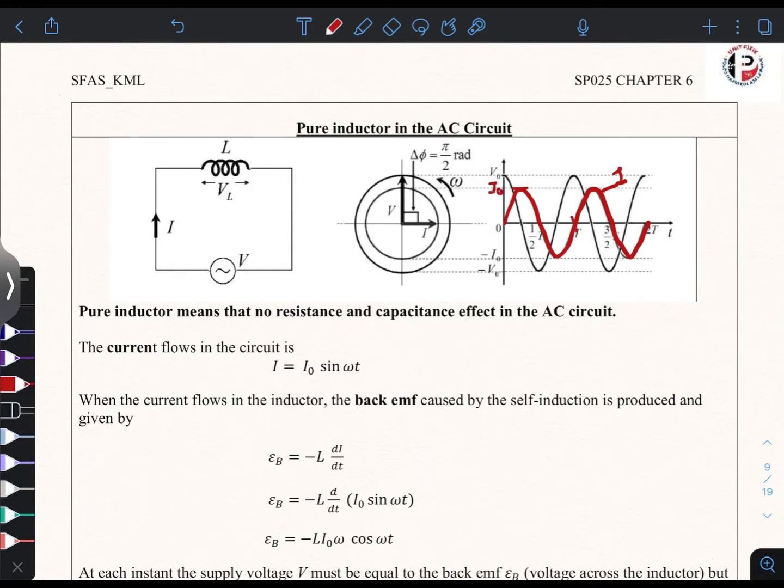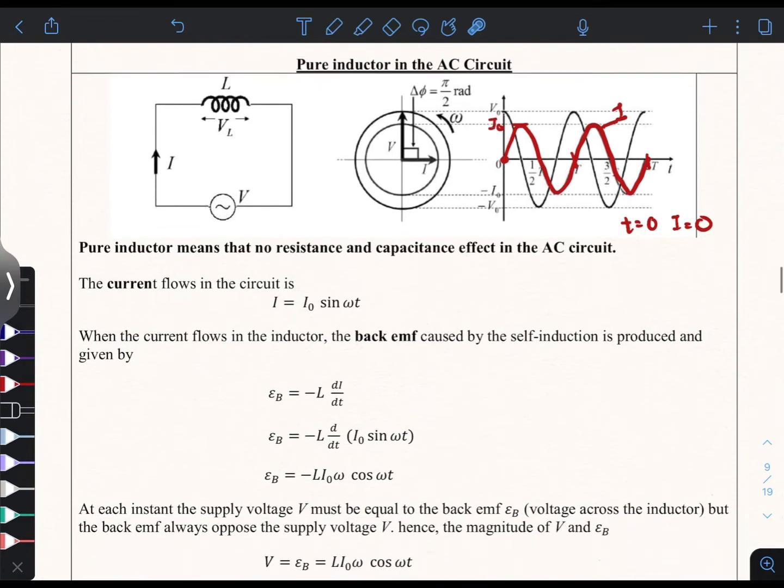One complete cycle is period T, and here we have two complete cycles. We start when t equals 0, and our I equals 0. We obey this sine shape here. Next, when current flows in the inductor, a back EMF caused by self-induction is produced. So when we have current flowing here, we induce an EMF, which we call back EMF, due to the self-induction process that we studied in chapter 5. The back EMF here is equal to negative L dI over dt.